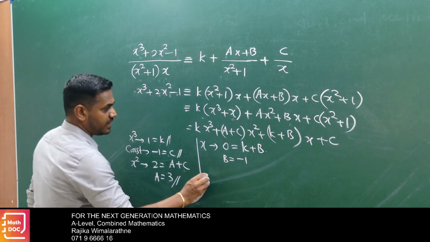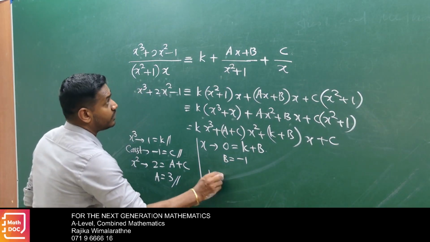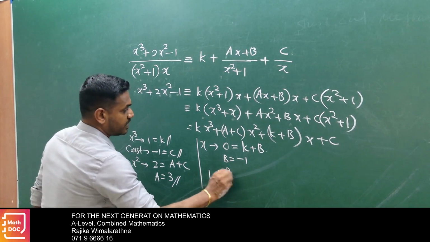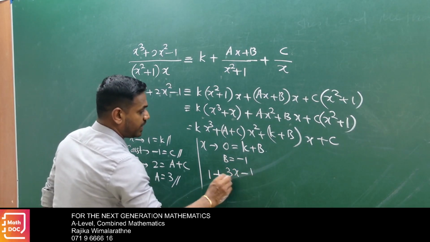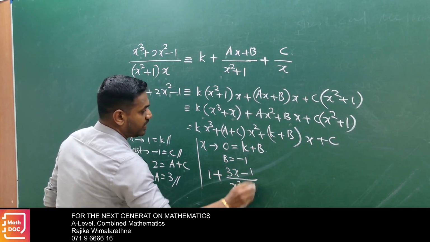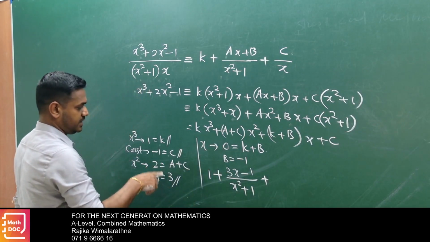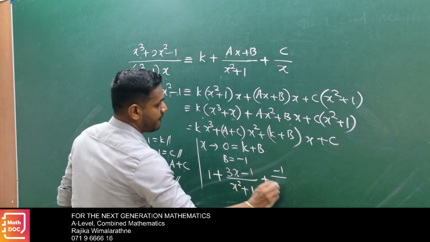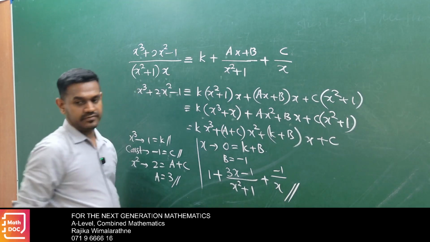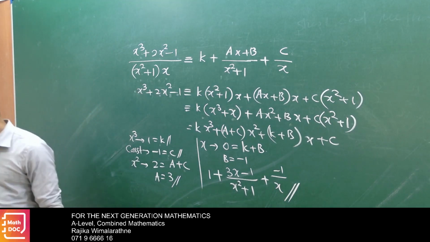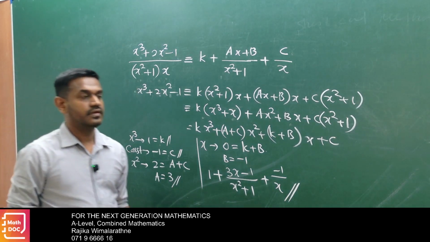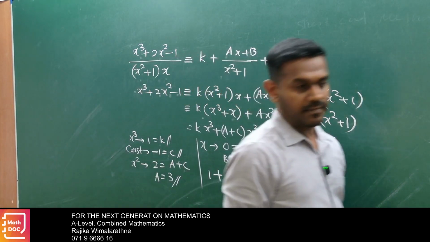Then the final partial fraction is 1 plus (3x minus 1) over x square plus 1, plus minus 1 over x. Here the partial fraction. Complete.